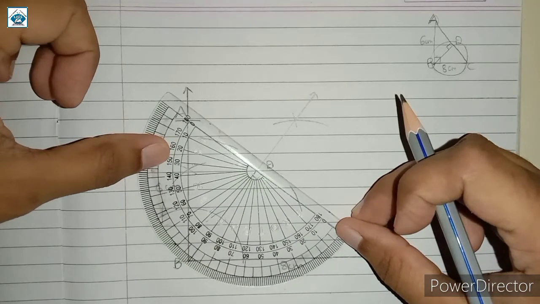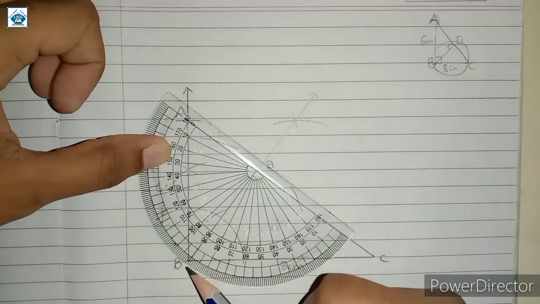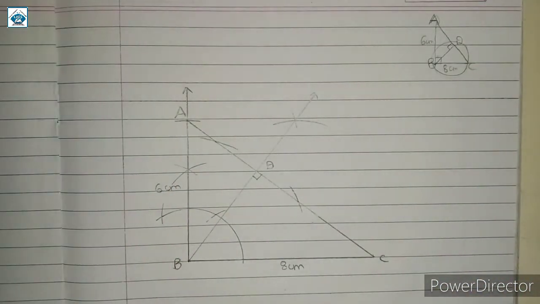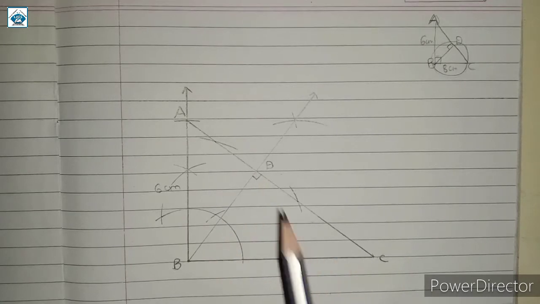Here as you can see, this is perpendicular from point B on side AC. इसके बाद हमें कहा गया है कि हमें एक सर्कल ड्रॉ करना है which passes through these 3 points. For that we need to find the radius of the circle.